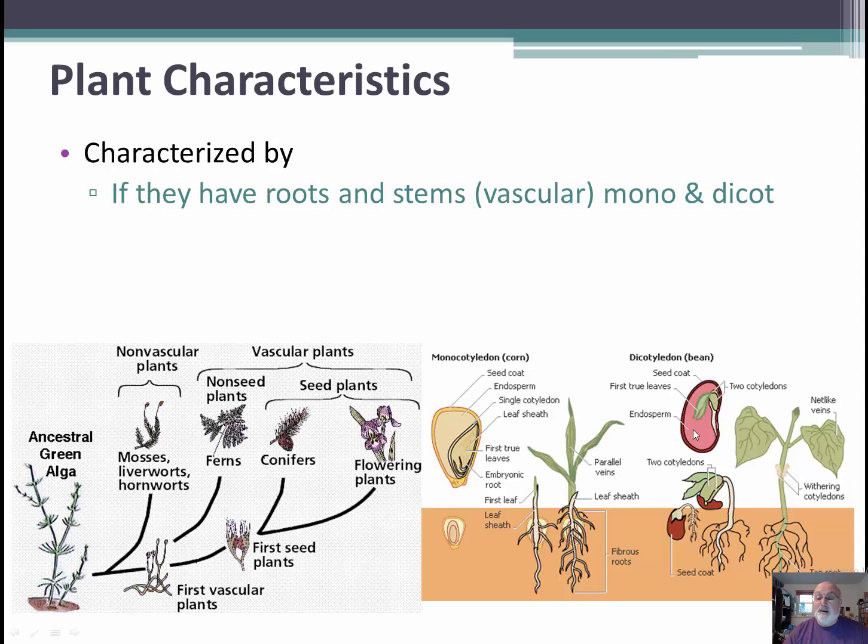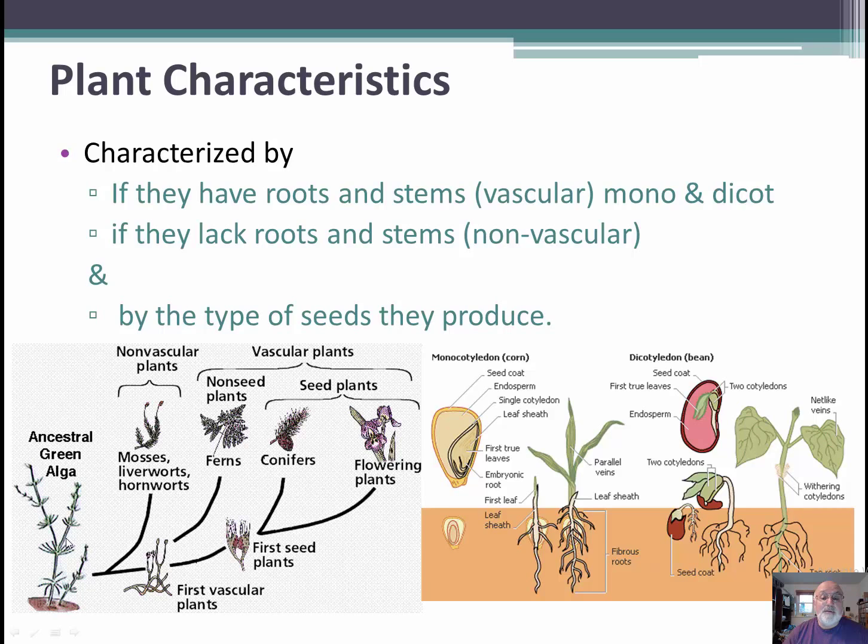Dicotyledons, the embryo is still inside. We still have an endosperm to feed the plant, but we have two leaves. These are true leaves, or two cotyledons. And this is pretty much everything else that you can think of. This would be like a sunflower, or a pepper, or a tomato, or an oak tree, or any kind of tree you can pretty much imagine. If they lack roots or stems, they're called non-vascular, and they're also classified by the type of seeds they produce. So they can be naked seed, or they can be fruited seed.